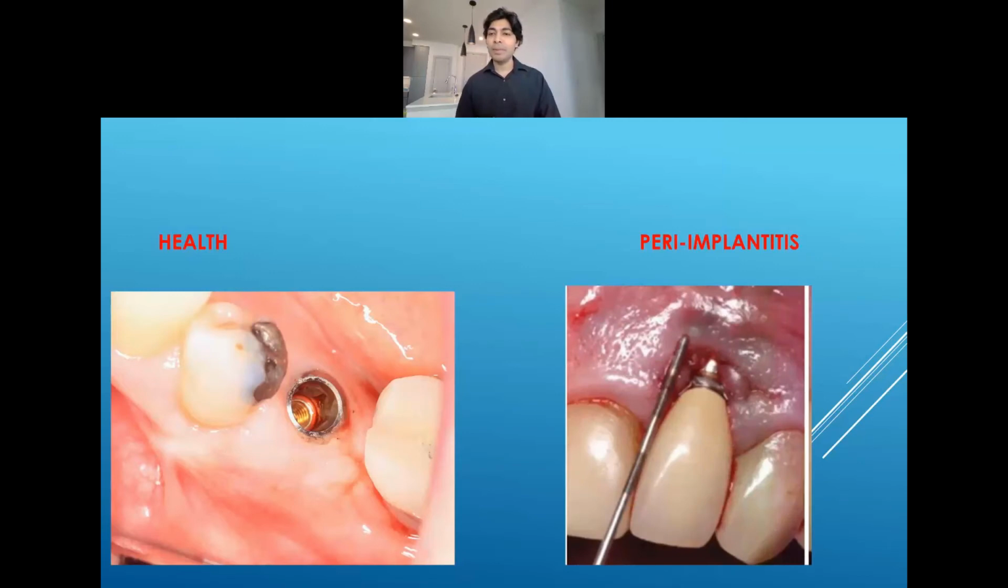Let's compare with peri-implantitis. You don't want your soft tissue to look like this on the right picture. You want your implant to be surrounded by healthy tissue.